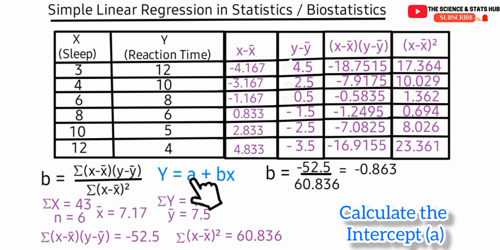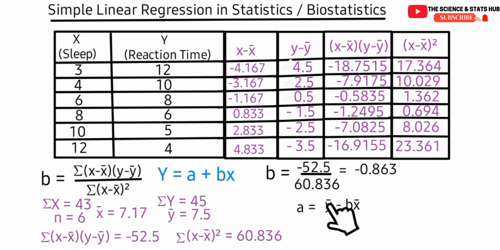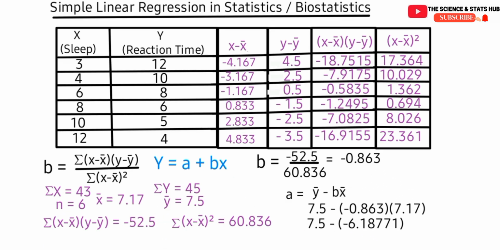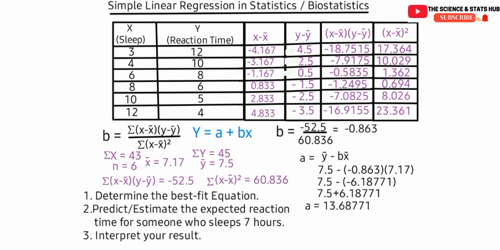Now let's calculate the intercept a. We use this formula to calculate the intercept a. Y mean, which is 7.5, minus b, our b value is this, times x mean value, 7.17. 7.5 minus 0.863 multiplied by 7.17 gives minus 6.18771. So 7.5 minus times minus gives plus 6.18771. 7.5 plus 6.18771.